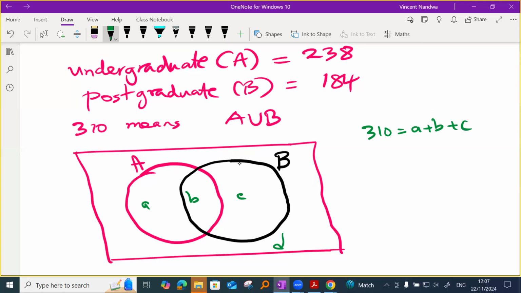So from the information given, 500 will be equivalent to what sum? Correct. So A plus B plus C plus D is 500. Those are the total. And then how do we make sense of this number?